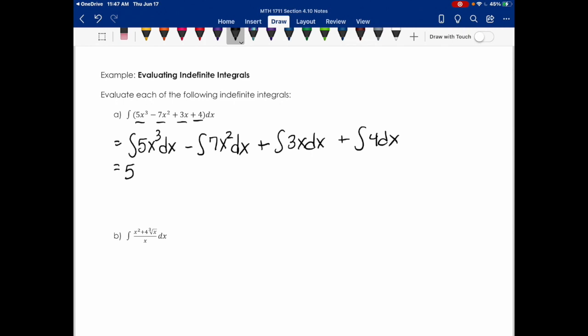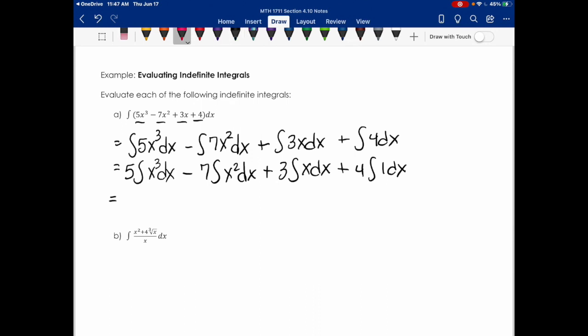Now I can also use that constant multiple trick and I can bring the multiple out in front. So I can rewrite this as 5 times the integral of x to the third dx minus 7 times the integral of x squared dx plus 3 times the integral of x dx plus 4 times the integral of 1 dx.